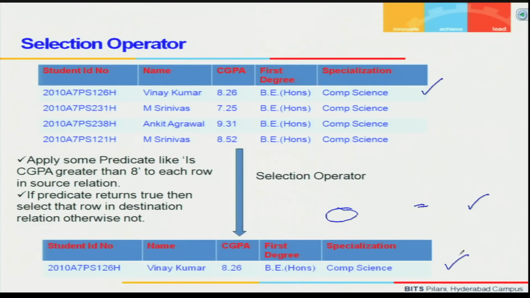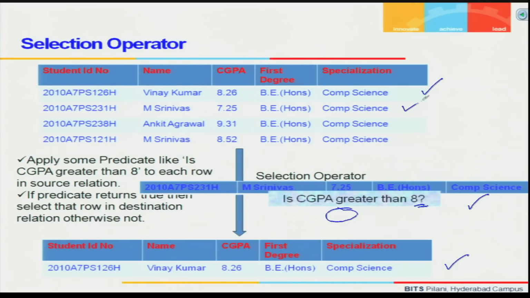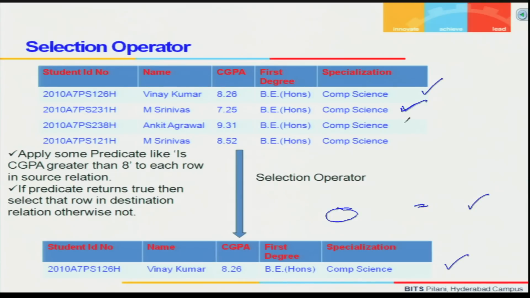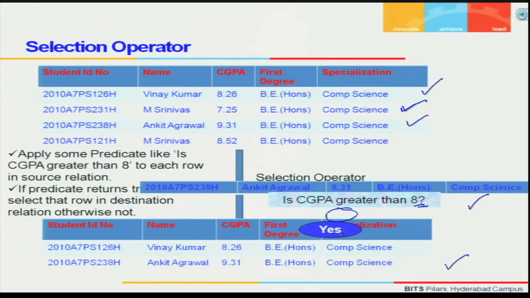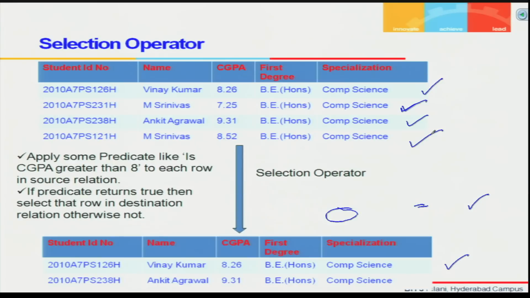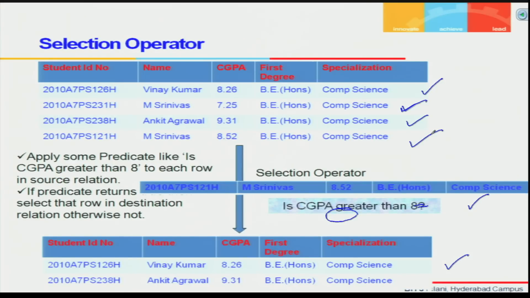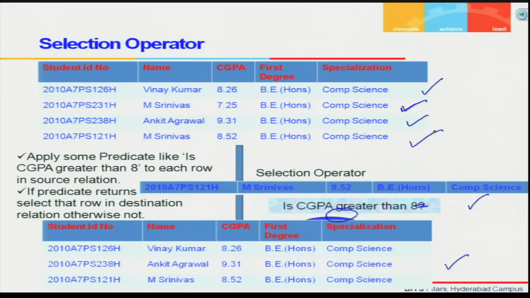And similarly for the second tuple, I apply the same predicate, greater than 8. Again, 7.25 is not greater than 8. It is not satisfied, hence this tuple is not going to be there in my resultant relation. For the third, yes, definitely his CGPA is 9.31, so he is going to be there in my relation. For the fourth, yes, his CGPA is 8.5, so he is going to be there in my relation.